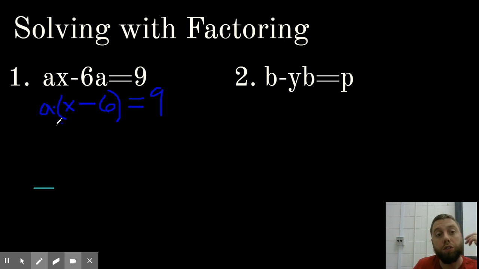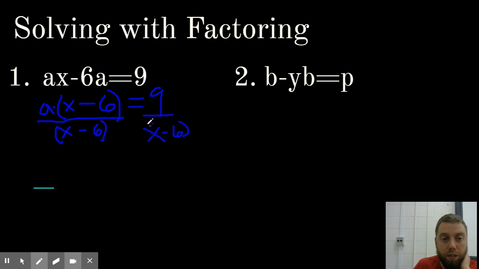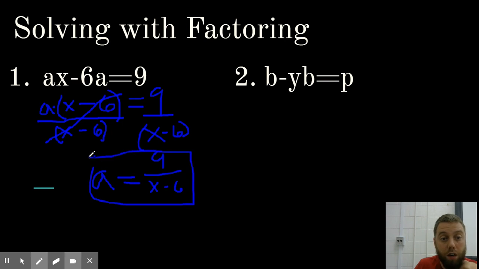Now, because we're solving by factoring, we need to remember this is multiplying between. If we're looking to solve for a, we need to divide both sides by x minus 6. X minus 6 is what we're trying to get rid of. It's a times x minus 6, so we're going to divide by x minus 6. And all of this cancels out, leaving only a. A is equal to 9 divided by x minus 6. And we have fully isolated our variable. We first factored, then divided, and it's been isolated.